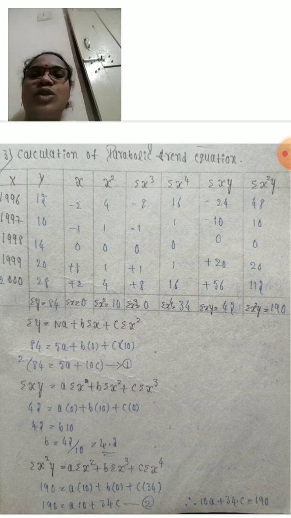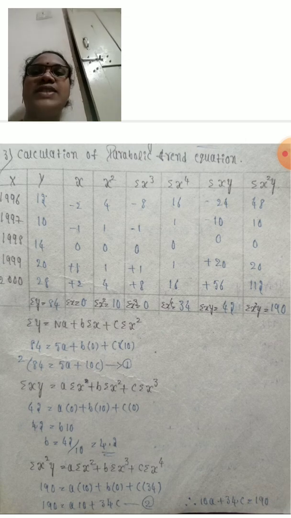X square: 2 into 2 is 4, 1 into 1 is 1, 1 into 1 is 1, 2 into 2 is 4. Sigma x square is 10. Sigma x cube: X cube means x into x into x. Minus 8, minus 1, 0, 1, 8. The total of sigma x cube is 0.